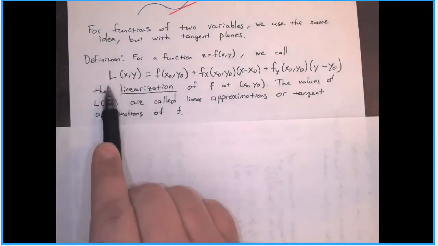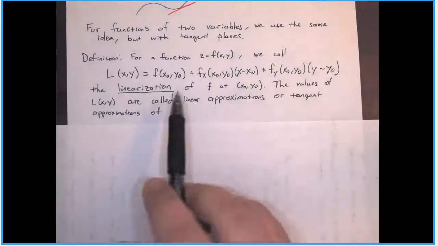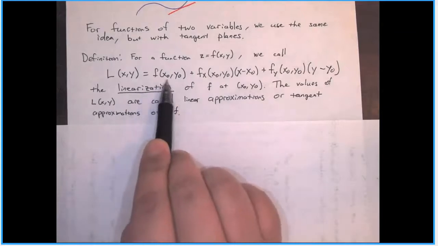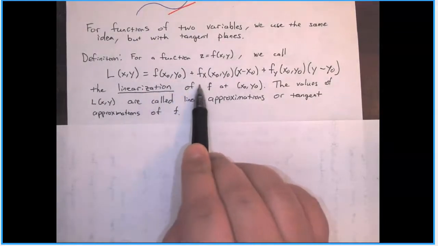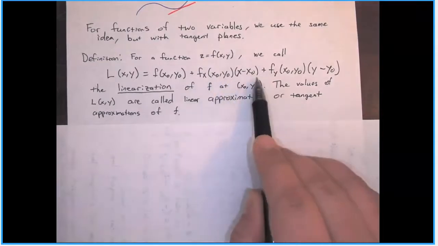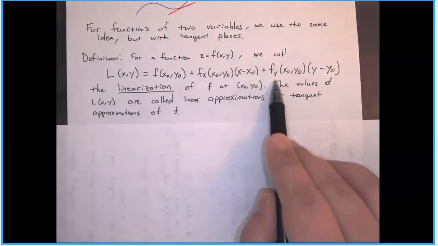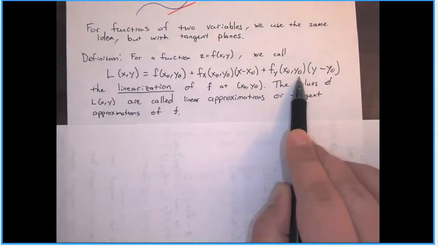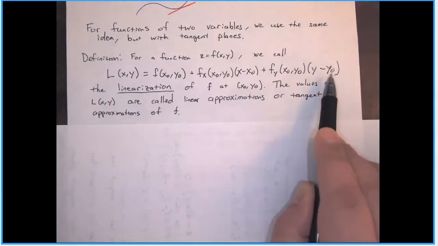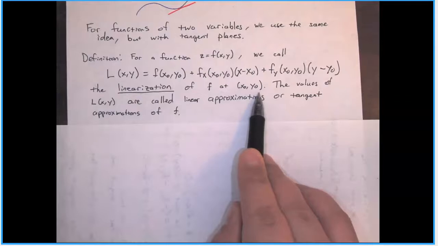We call this function L of x, y, which is equal to f at some point x0, y0, plus the partial derivative of f with respect to x at the point x0, y0, times x minus x0, plus the partial derivative of f with respect to y at the point x0, y0, times y minus y0. This is called the linearization of f at the point x0, y0.